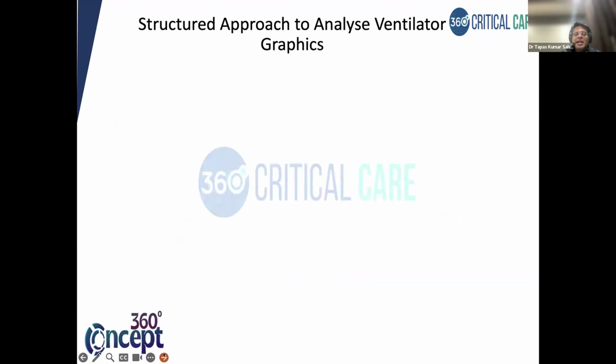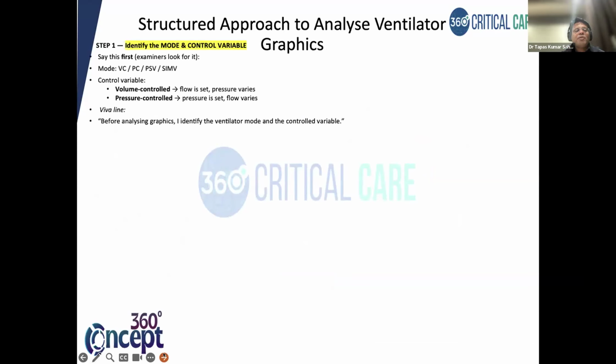Now, at the end I will give you a structured approach to analyze the ventilator graphics. Just remember the steps in the examination. If somebody asks you, can you summarize or analyze the ventilator graphics in a very structured approach? You can start like this. Step one, identify the mode and the control variable. Say this first. Examiners would always look for whether it is volume control, pressure control, pressure support, SIMV mode. Control variables, I have already told how you will distinguish between volume control or pressure control.